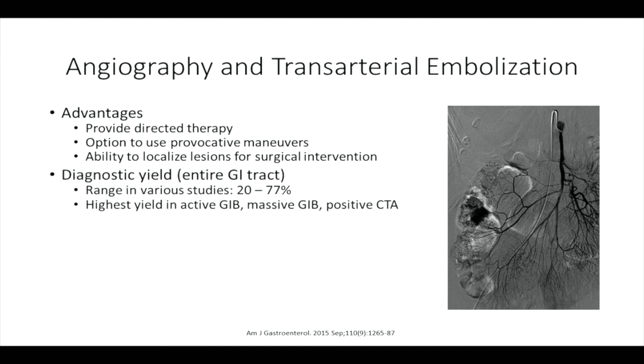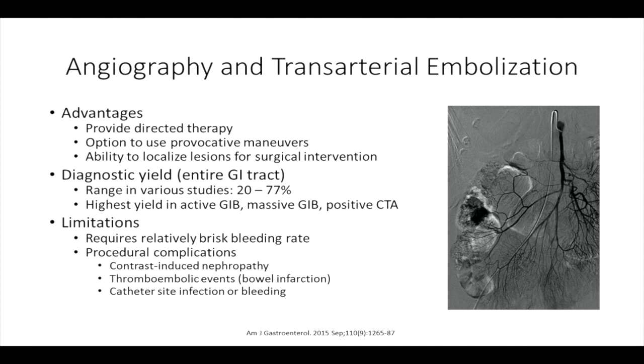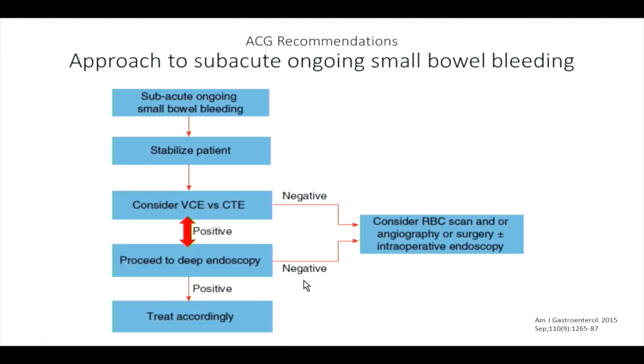The diagnostic yield for angiography is very high, in some studies up to 77%, but it really depends on having active bleeding, significant bleeding, or a positive CT angio. But of course, we are always concerned about this modality because of the potential for complications. Most worrisome, of course, are thromboembolic events and bowel infarction. So that rounds out our approach to the subacute small bowel bleeder.